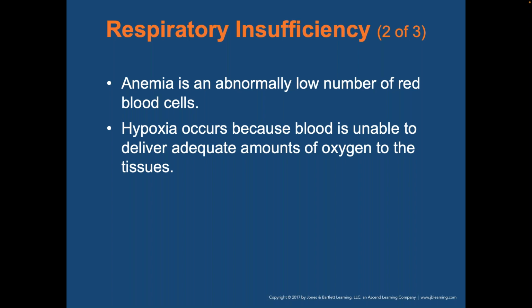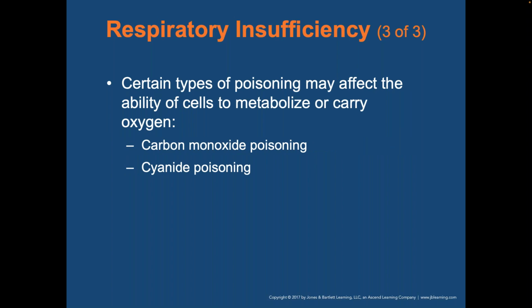Tissues may become hypoxic because the blood is unable to deliver adequate amounts of oxygen to the tissues, even though the available hemoglobin is fully saturated with oxygen. Other things that, remember, make a patient hypoxic would be carbon monoxide poisoning being one of them, or cyanide, as you can see here. These types of poisoning may also affect the ability of cells to metabolize, because carbon monoxide and cyanide can attach to hemoglobin over oxygen.